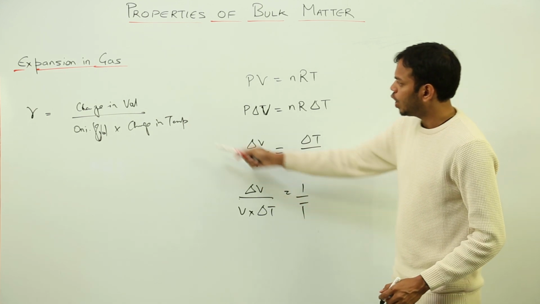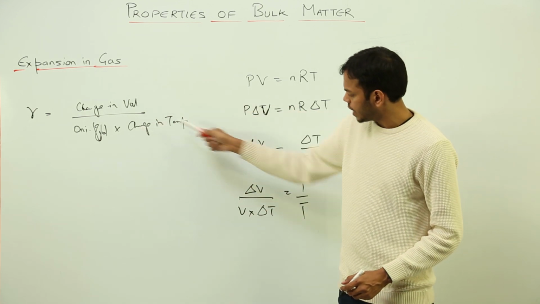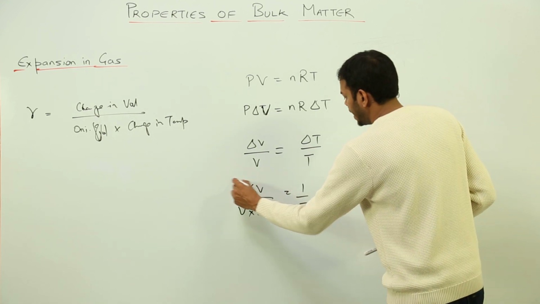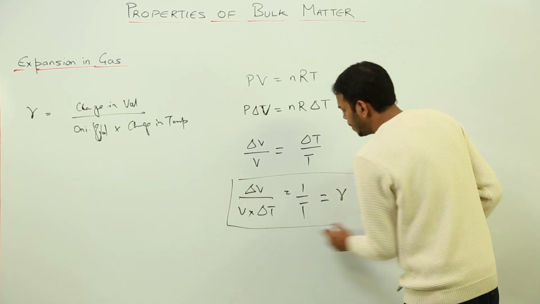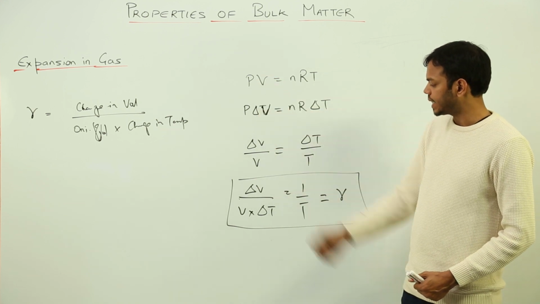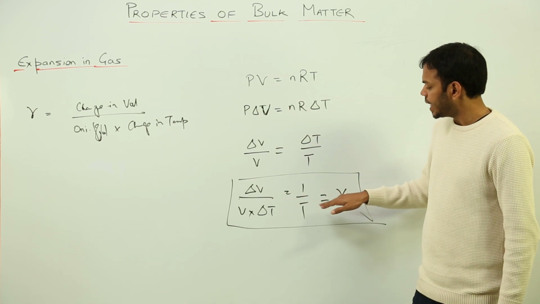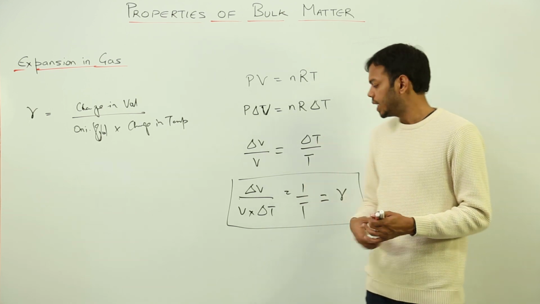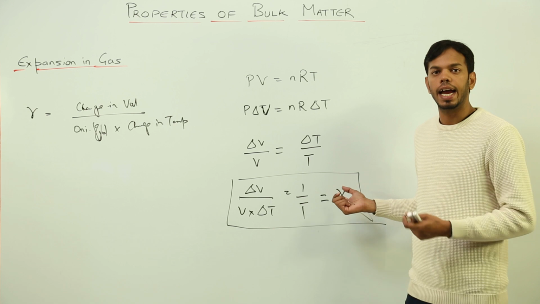What is this? Change in volume upon original volume into change in temperature. So this term is regarded as gamma, and it is inversely proportional to temperature. So now this is the coefficient of volumetric expansion in case of gases, and from this you can see that gamma and temperature are inversely proportional. That means if you increase the temperature, gamma is going to decrease, right, and so on.